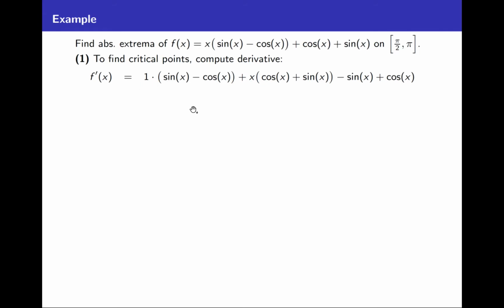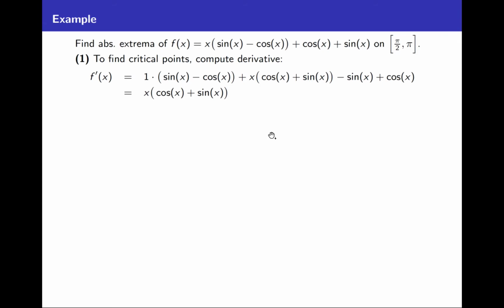So there's our derivative f prime, and I promised you when we are taking derivatives in this section, we'll need to simplify them, and we're doing that here. Notice you get a 1 times sine of x minus the sine of x, that goes away, and a negative cosine x plus cosine x, that goes away too. All you're left with is an x times cosine of x plus sine x.